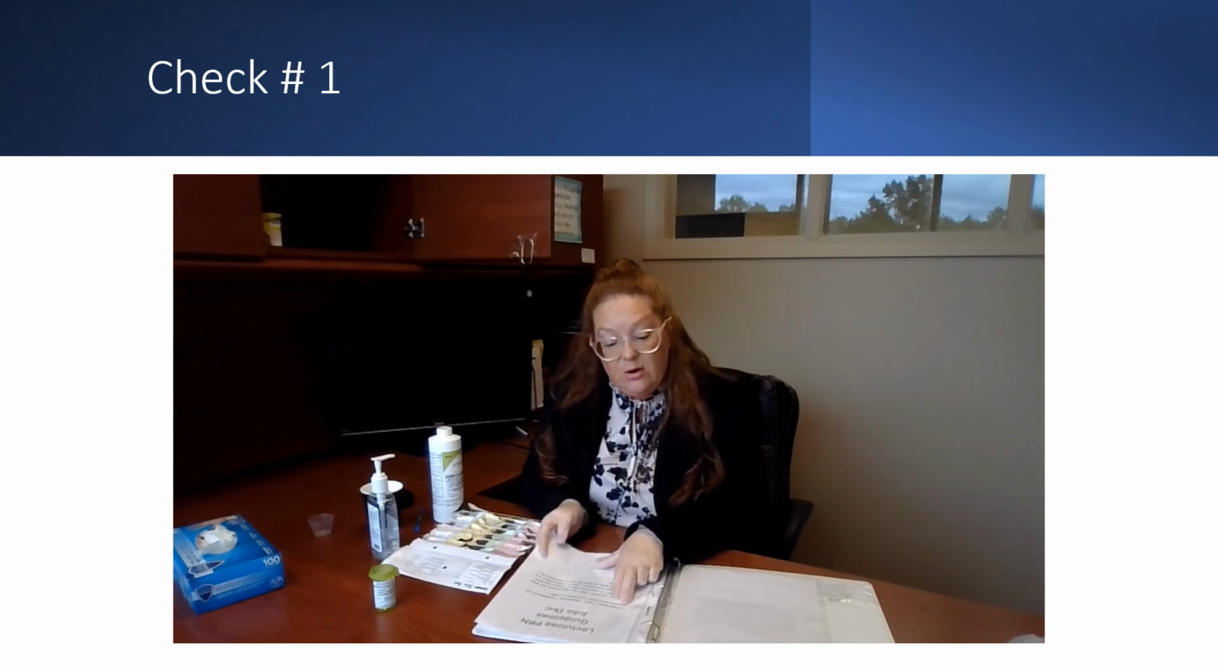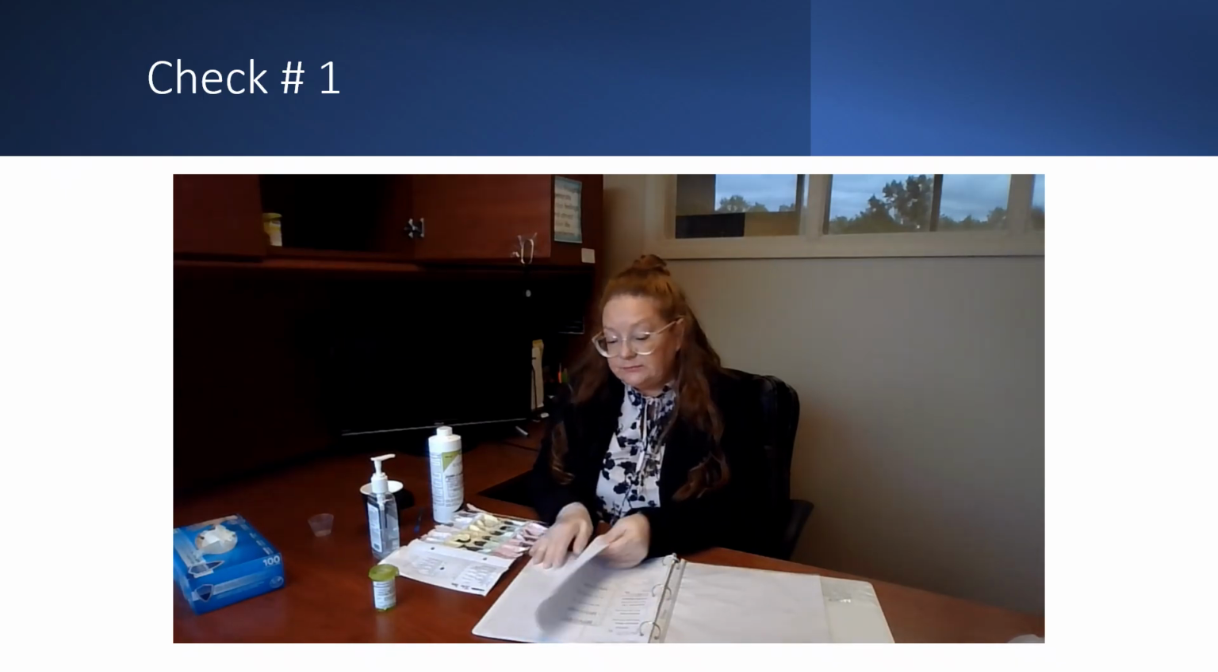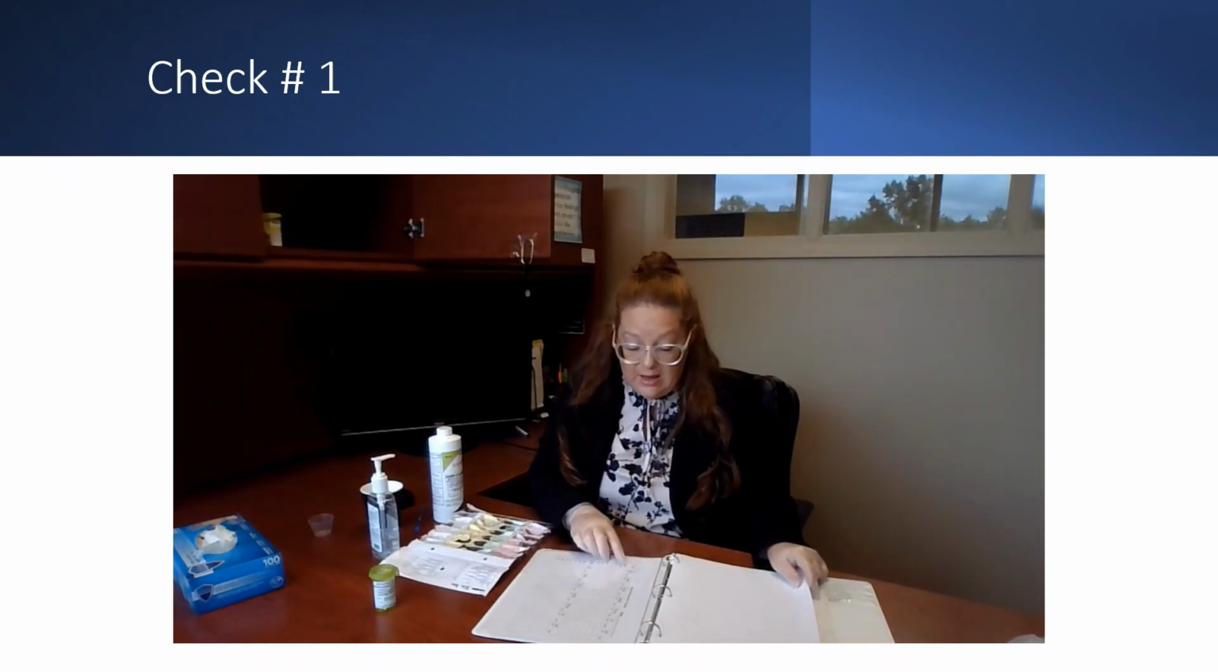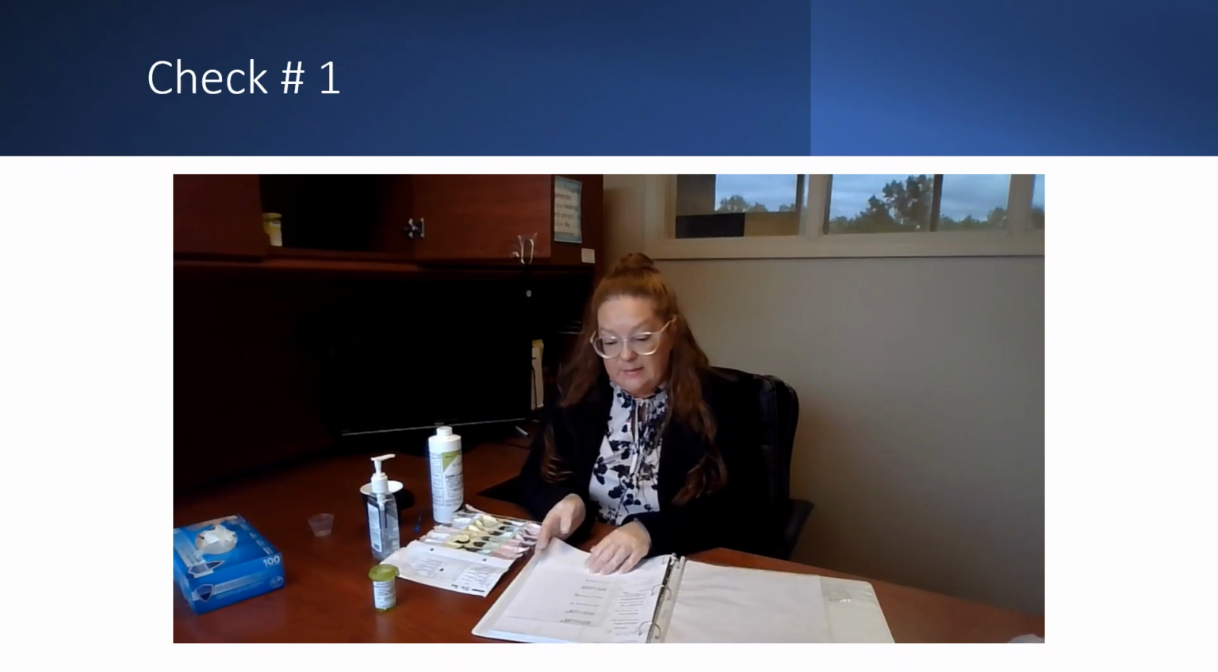For John Doe, if no BM after 2 days, administer 2 tablespoons of lactulose once daily until there's BM. You locate the BM chart in the back of your binder, and it does indicate that John has not had a bowel movement for 2 days. This means you would be administering the lactulose at this time. This completes check number 1.